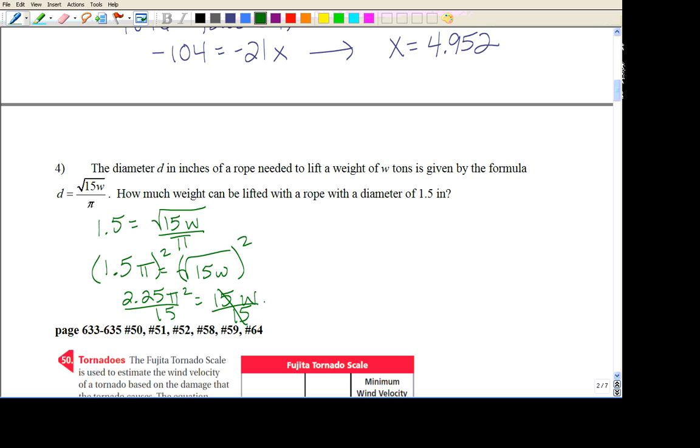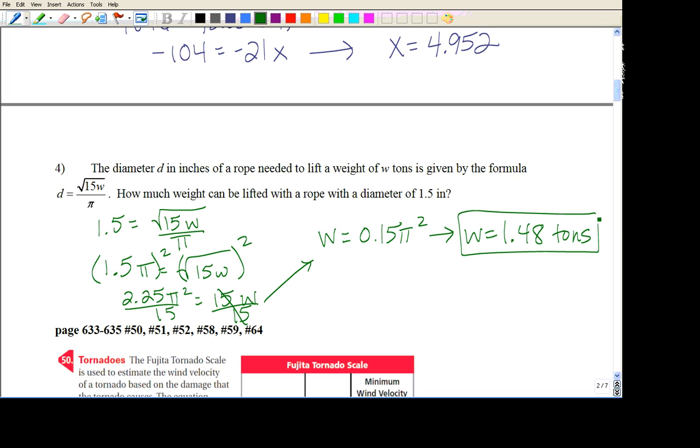So whenever I evaluate this 2.25 pi squared divided by 15, I'll get W is equal to 0.15 pi squared. So putting that into just a number without pi, I'll get a W of about 1.48 tons. And there's your answer. Not so bad.